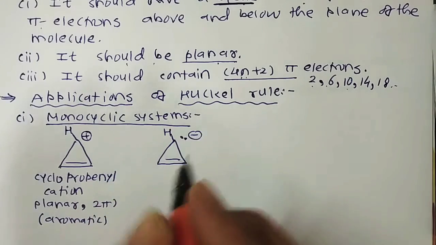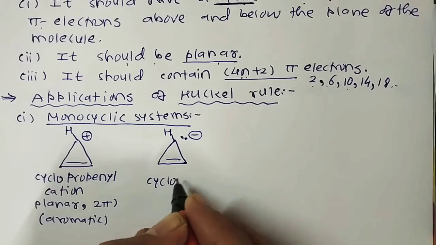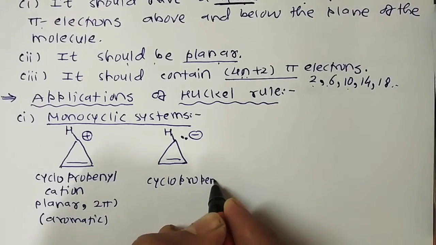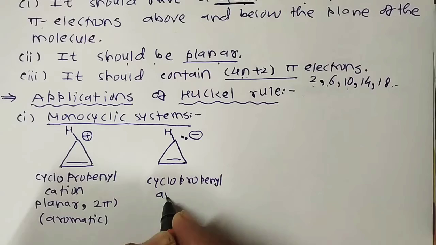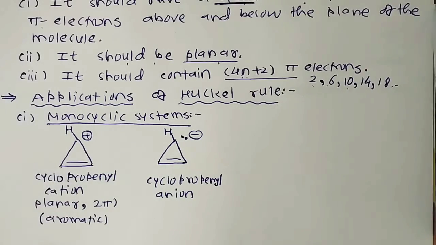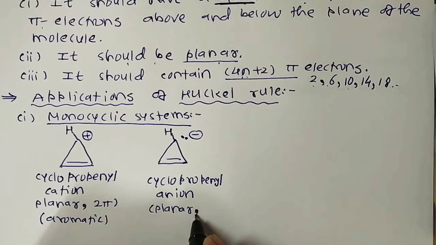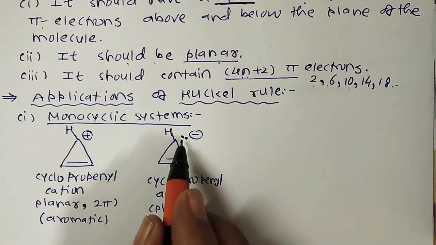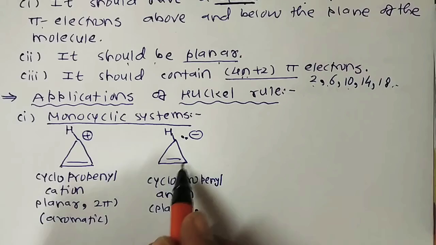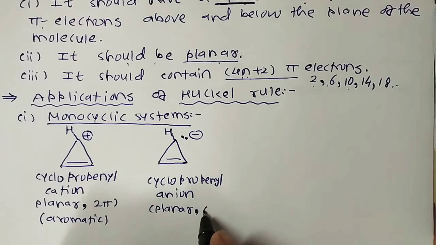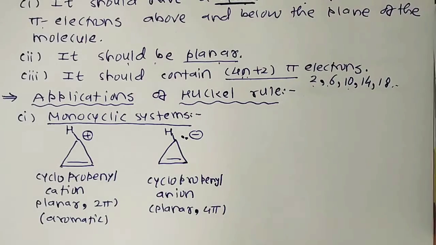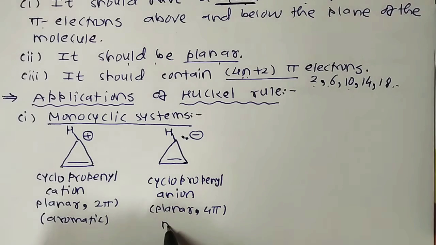While in this case, if we study the compound like that, mind well, it's the same compound, but it's an anion in form. So it's a cyclopropenyl anion. Our compound is planar in nature. Yes, definitely planar in nature. But how many electrons? Because this 2 pi electrons is also taking part in your system. So 2 plus 2, so it's 4 pi electrons. So 4 pi electrons means it's not aromatic.